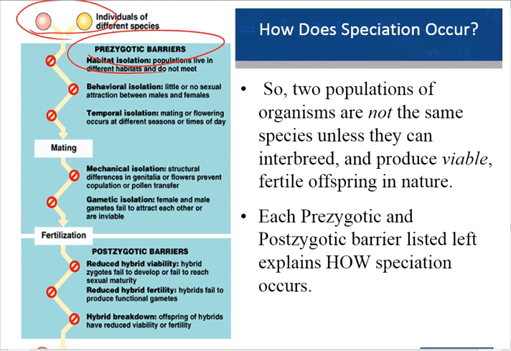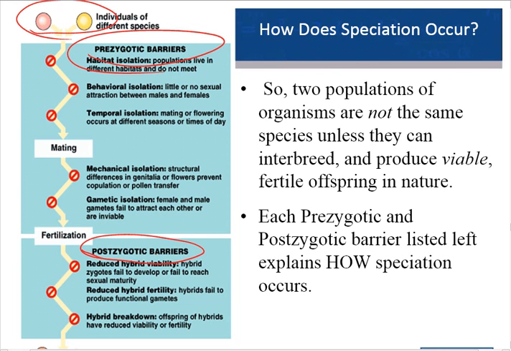And if the sperm cells and egg cells join and form a zygote, that still doesn't necessarily mean the individuals came from the same species, because there might be something else that prevents them from producing viable fertile offspring. And those barriers are called post-zygotic. These are barriers that isolate individuals after they've even made a zygote.